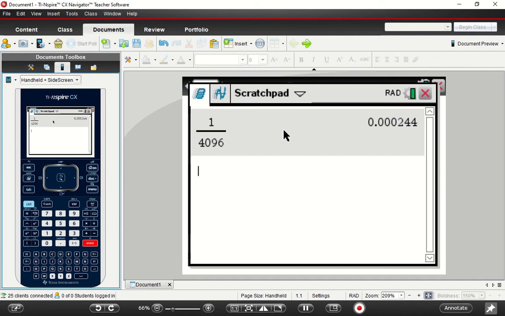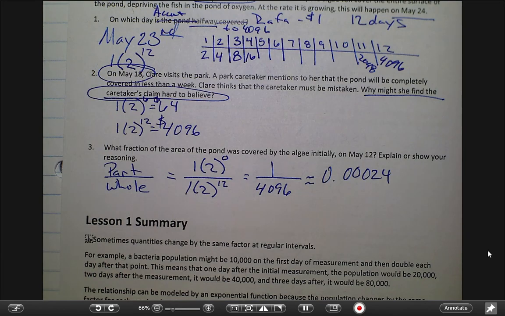So 0.00024. That's not even a whole percent. It's not even a half or a quarter. It's not even 1%. It's not even a crumb of pizza, just let me get a sniff. It's like getting an atom.